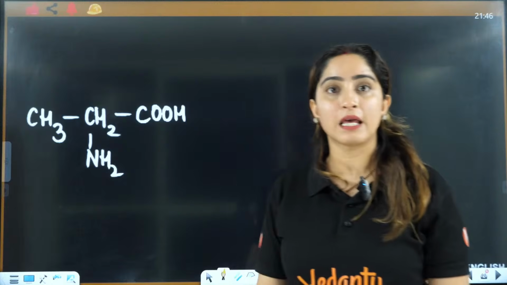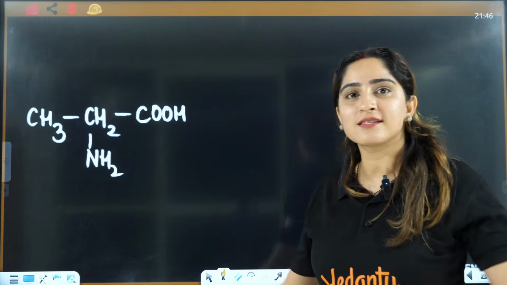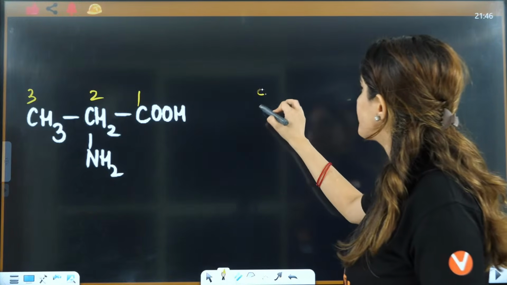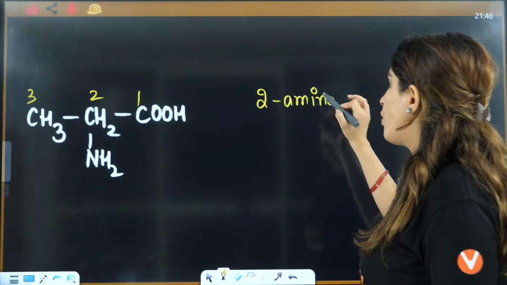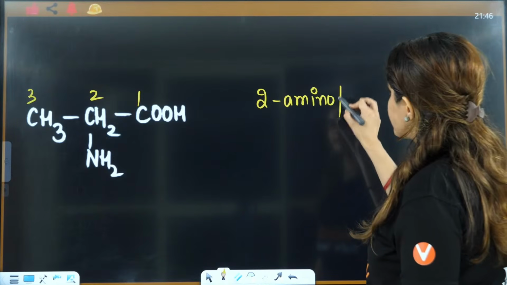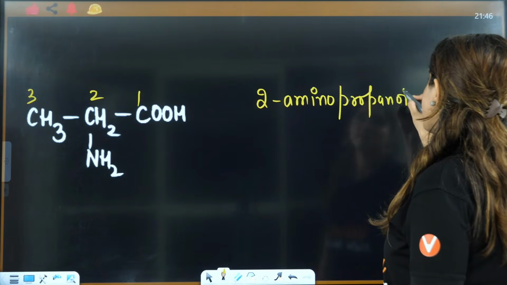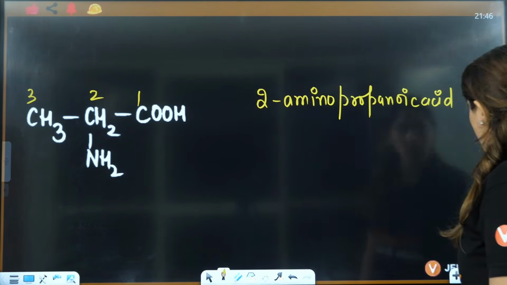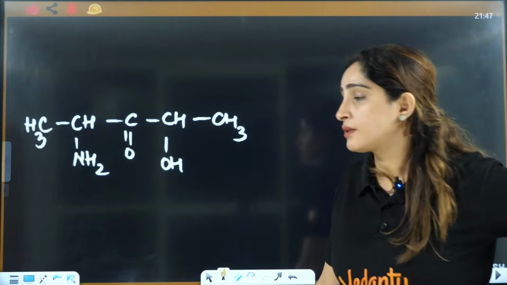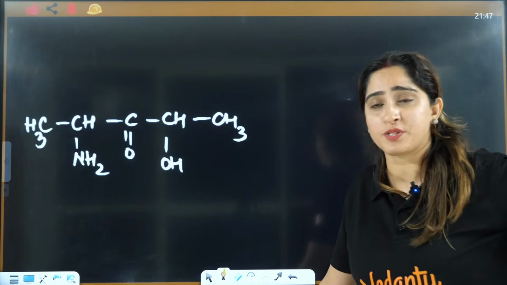What about this one? Now, which one is? Obviously, carboxylic acid is the king. So it will be 1, 2, 3, and you will have 2 amino propanoic acid, because acid is on first position only, right? Done. Now next one. Till now we were doing 2 groups. Now let's move ahead. Let's do 3 groups now.